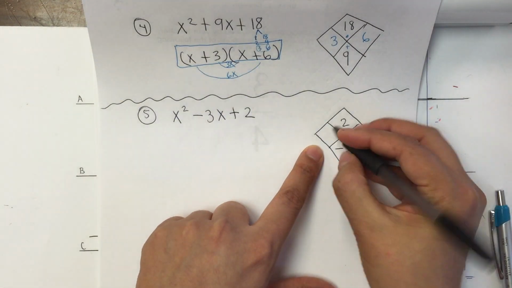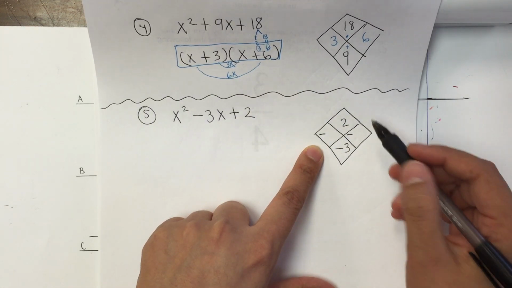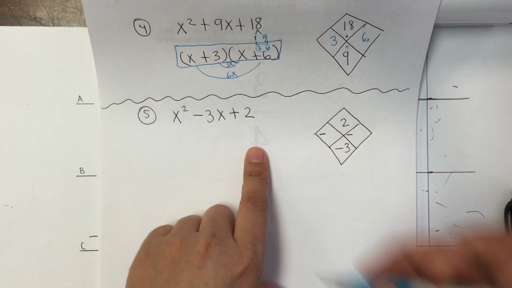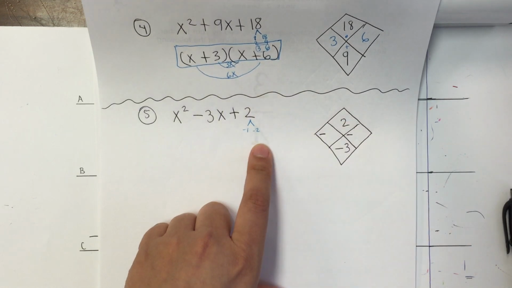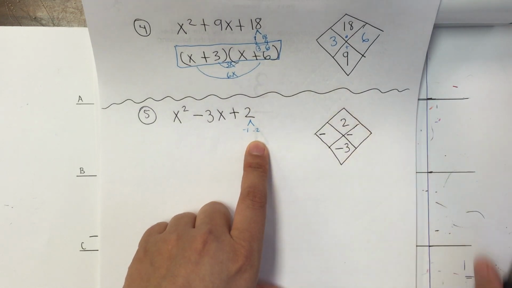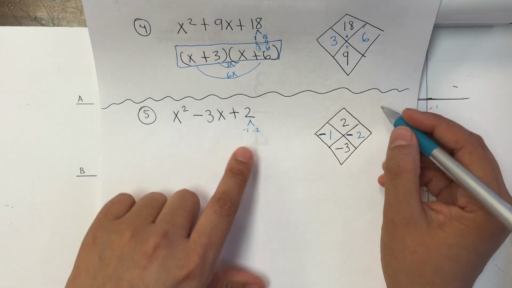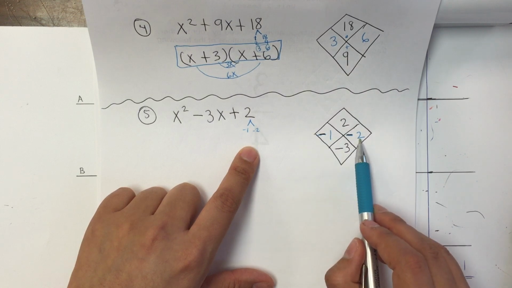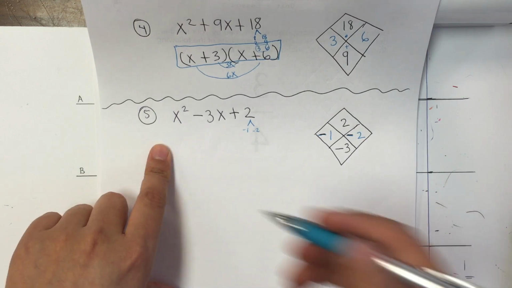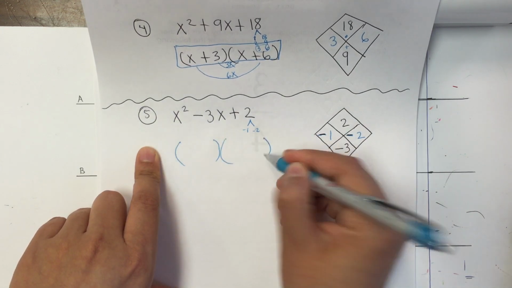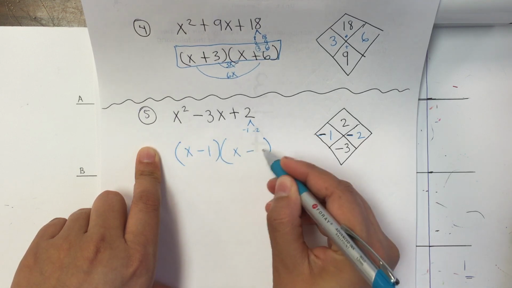Okay, so what did we say? We need two negatives to make it positive. And so what are the factors of 2? So it can be 1 and 2, but again, we need to know that they're negative. So it's going to be -1 and -2. Okay, and if we add them, 1 plus 2 is 3, and it's -3. So my factors are going to be x minus 1, x minus 2.